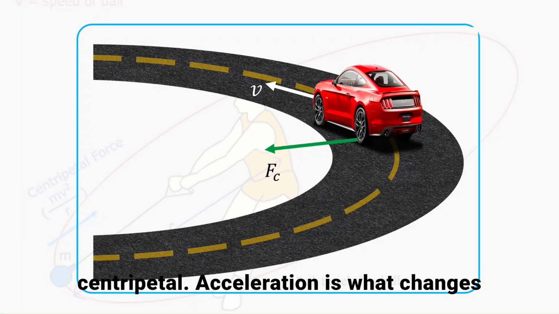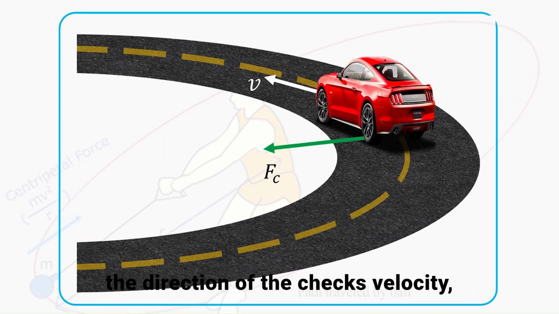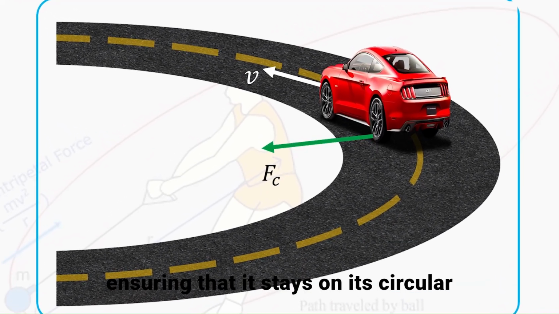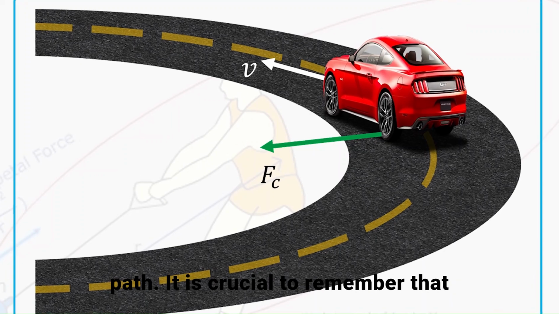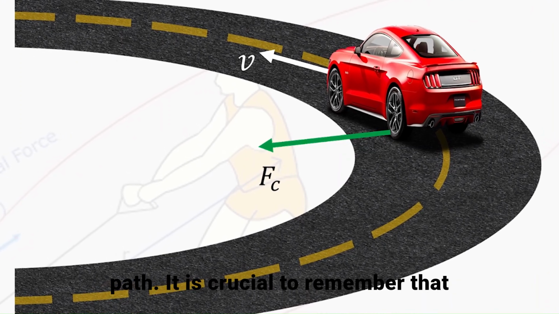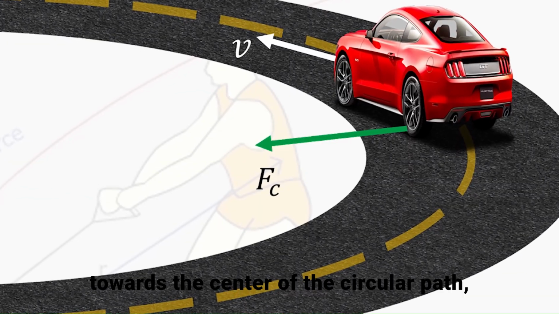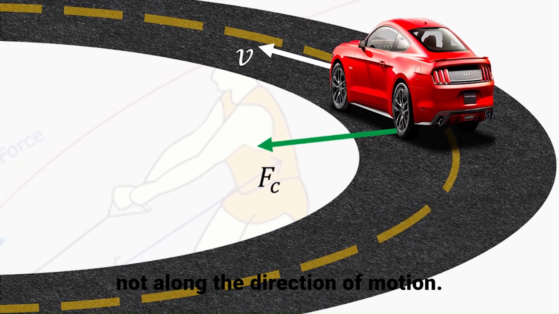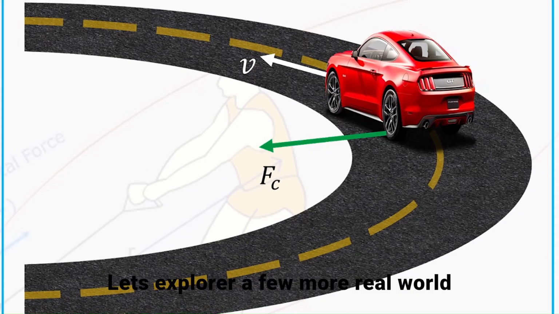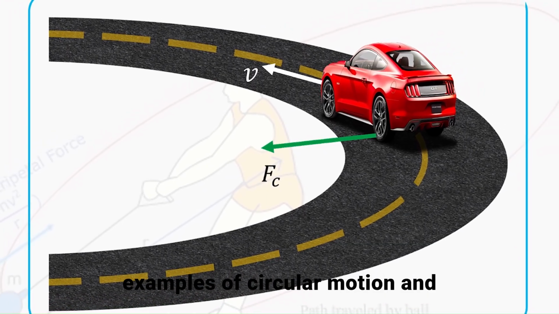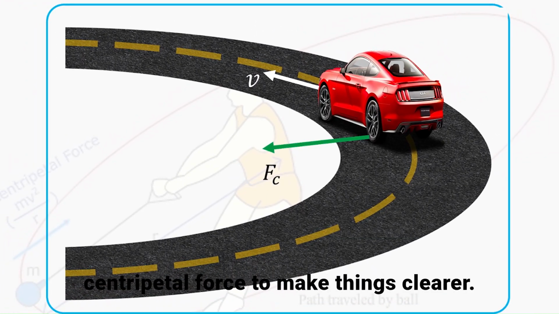The centripetal acceleration is what changes the direction of the object's velocity, ensuring that it stays on its circular path. It is crucial to remember that this acceleration is always directed towards the center of the circular path, not along the direction of motion. Let's explore a few more real-world examples of circular motion and centripetal force to make things clearer.